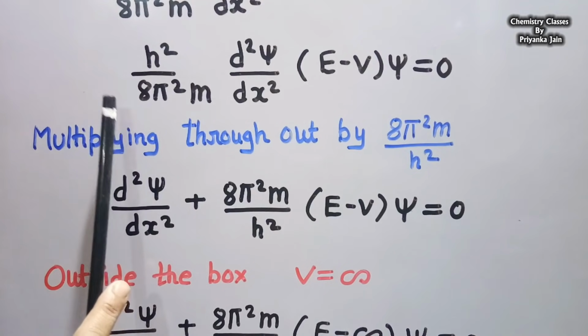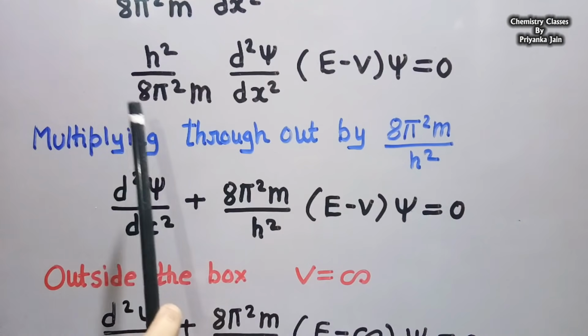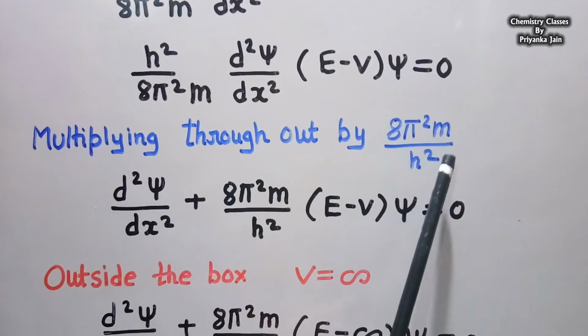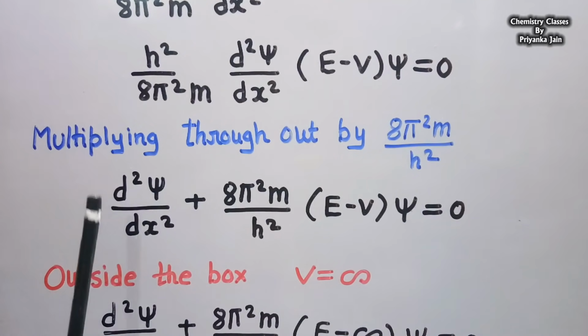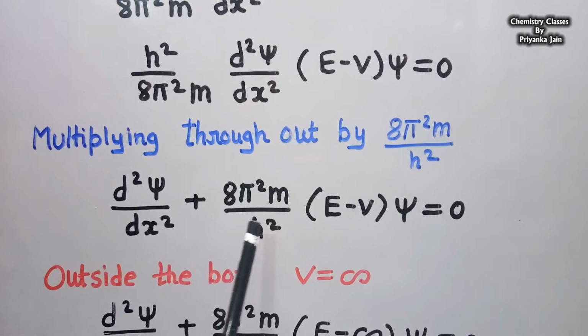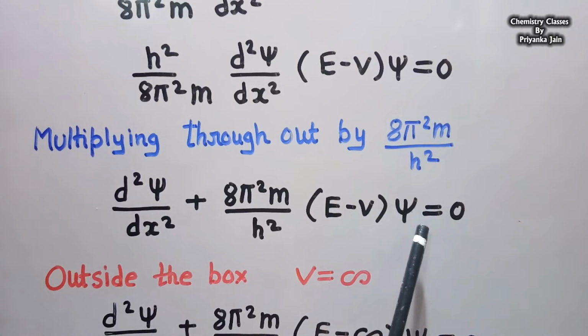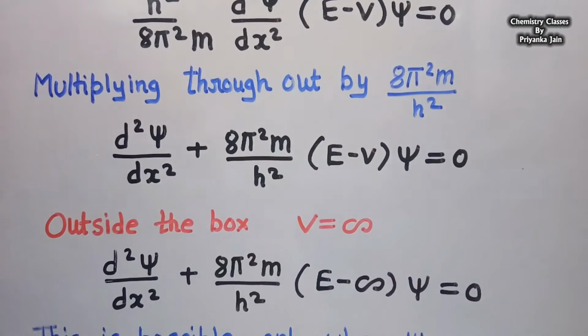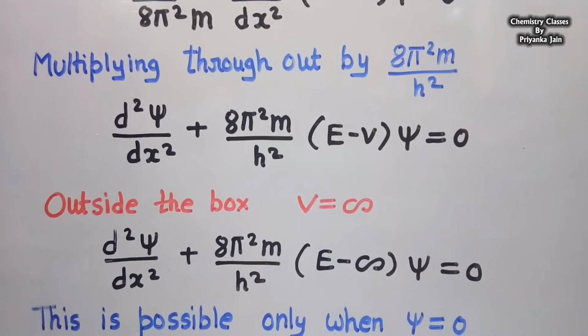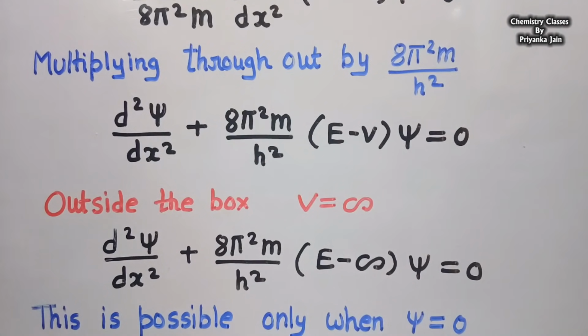Now, if we multiply this equation throughout by 8 pi square m upon h square, this equation will take the following form: d square psi upon dx square plus 8 pi square m upon h square (E minus V) psi is equal to 0. Now there are two conditions: one is outside the box and one is inside the box.